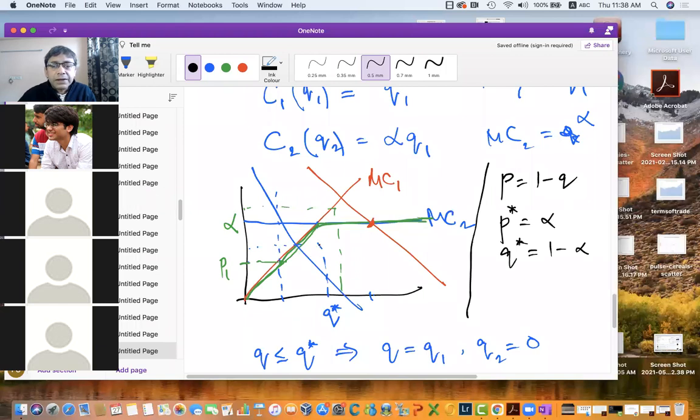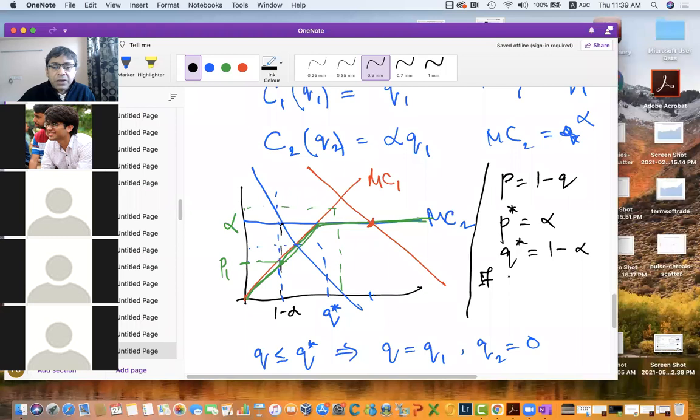Now, is that the true equilibrium? Well, if the picture looked like this, then this will be 1 minus alpha, and that is to the left of the kink. So in this case, the actual equilibrium will not be on the horizontal segment. It'll be in this rising segment. So once you do this, you find this candidate quantity 1 minus alpha.